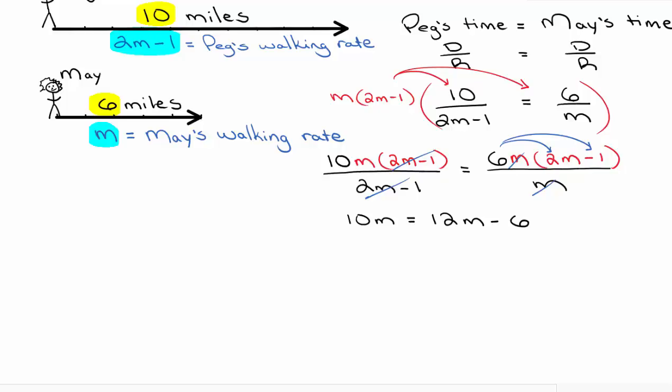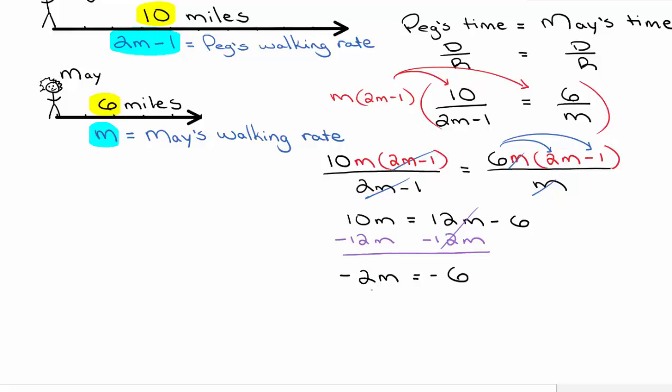6. Alright, I'm going to combine all my common factors, get all my m's to one side, so I'm going to subtract 12m to both sides of the equation. That's going to leave me with negative 2m is equal to negative 6.